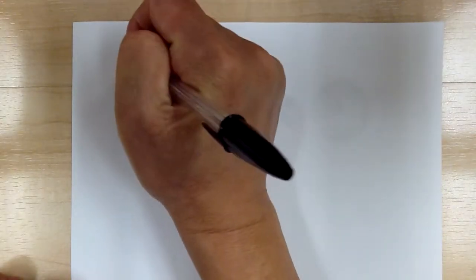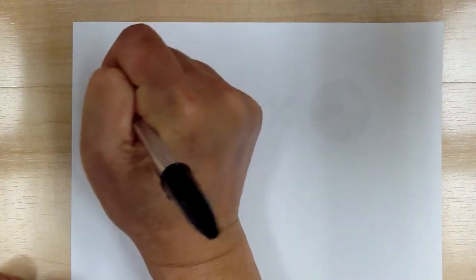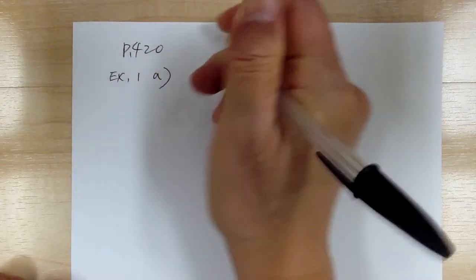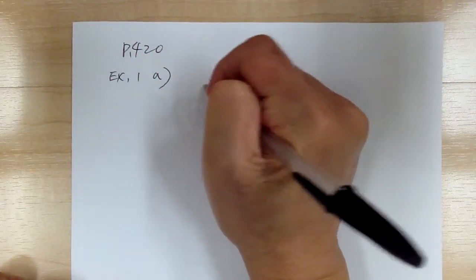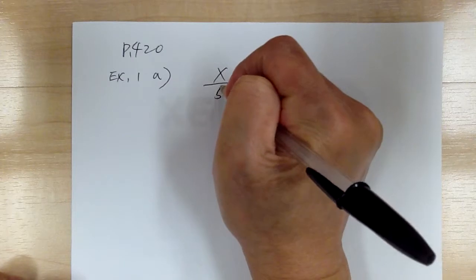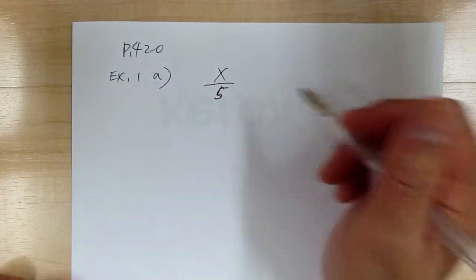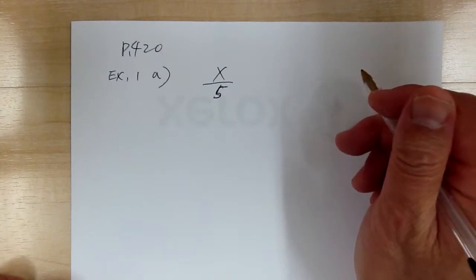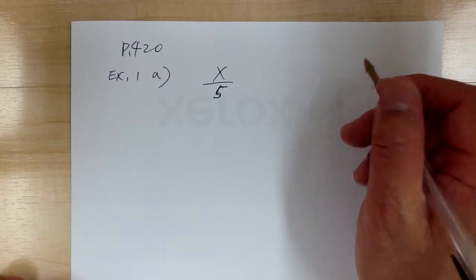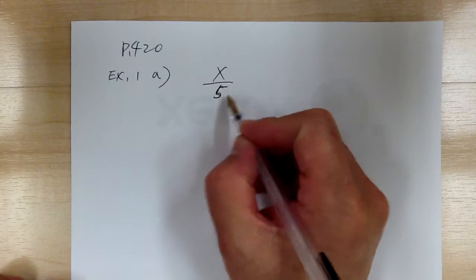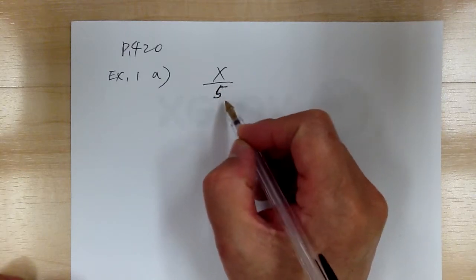Open your book to page 420, and let's go to example 1a. When you have a fraction like x over 5, what you need to do is check for excluded values. An excluded value means a value that you're not allowed to have. The way to do that is by looking at the denominator. The denominator cannot equal 0.